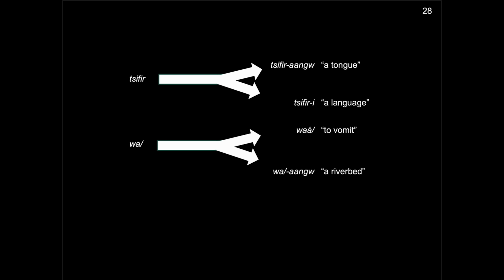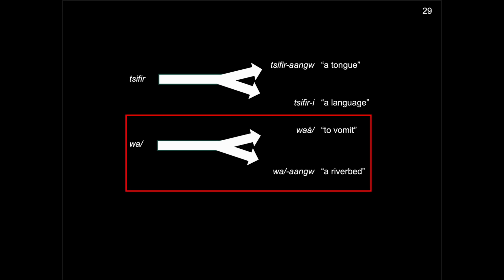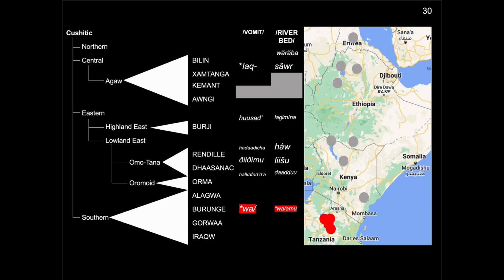Today we will be focusing on the kinds of examples on screen, that is, those that result in an appreciable semantic change. Take the operation which has formed to vomit and a riverbed from the same root. We can see here that not only is this pattern shared between the South Cushitic languages, in fact it is reconstructible to the shared predecessor language, West Rift South Cushitic, but furthermore that this pattern of to vomit and riverbed being formed from the same root is not shared by any of the other Cushitic languages of the sample. This suggests a lexical innovation that occurred exclusively in South Cushitic.